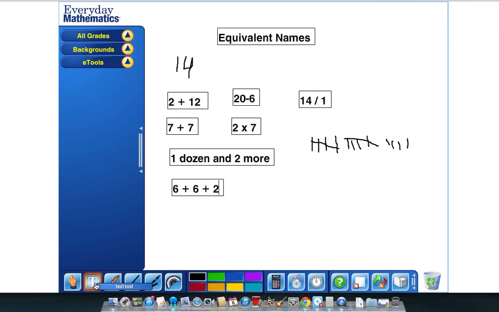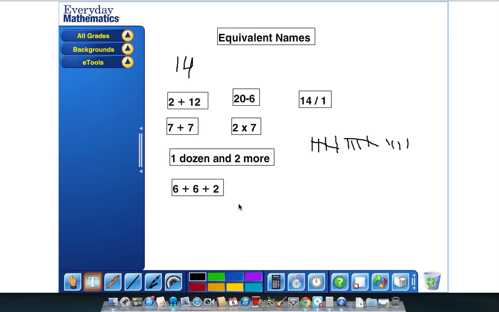So the point of this is that there are many ways that we can have words or number sentences that are equal to a number. It's more than just 13 plus 1 or 14 minus 0, okay? So this is called a name collection box. We have effectively just put all different ways to come up with the number 14 in the same box, okay?